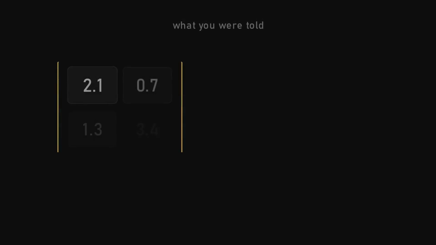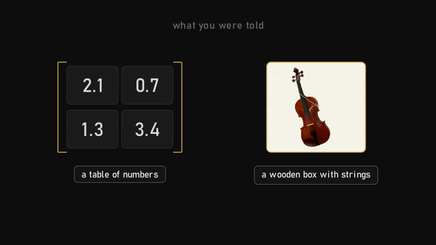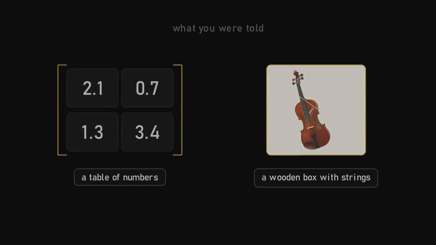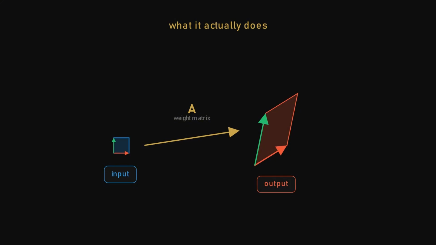You probably learned a matrix is a table of numbers. True, and about as useful as calling a violin a wooden box with strings. Inside a neural network, a weight matrix has one job. It transforms data. Input goes in, something geometric happens, the result moves forward. The question is, what geometric thing?